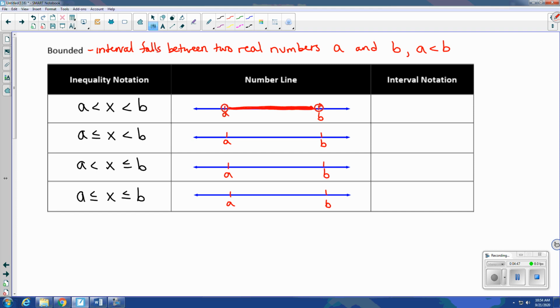Now, let's say A is included. What's the difference? We're now going to put a closed circle to indicate that point is accounted for. B is not included, so open, fill in between. Next, A is not included, B is included. And then lastly, they're both included, so closed circles.